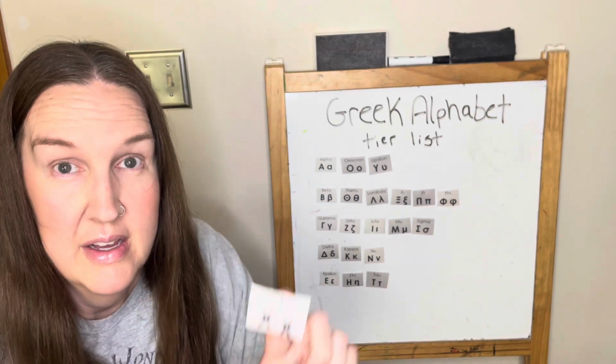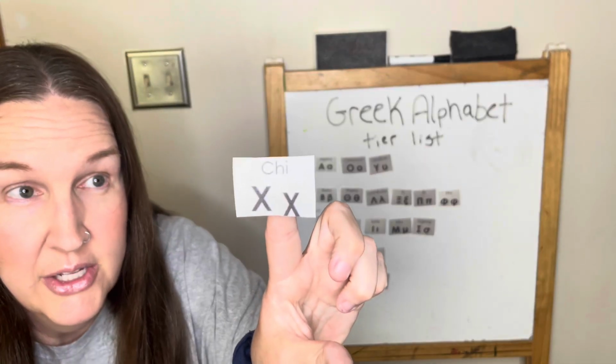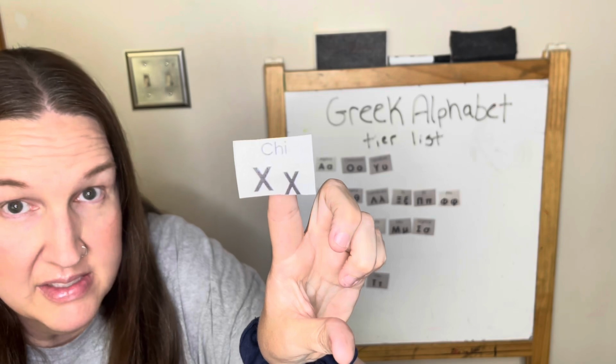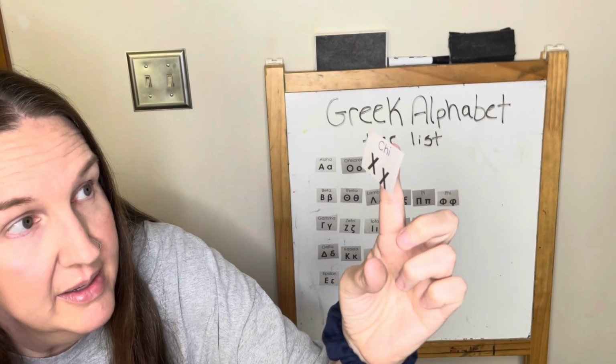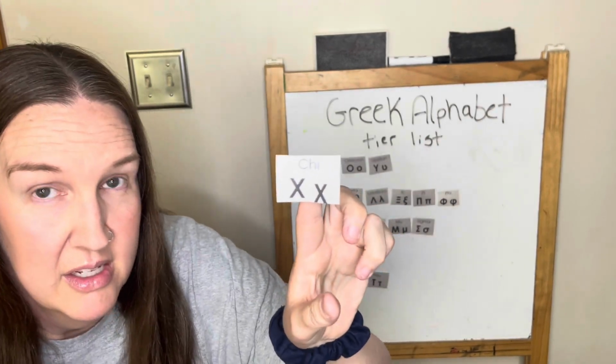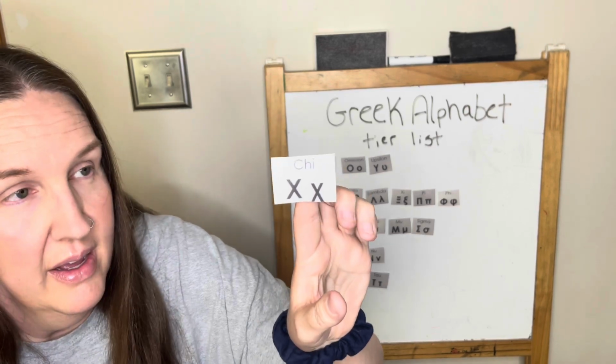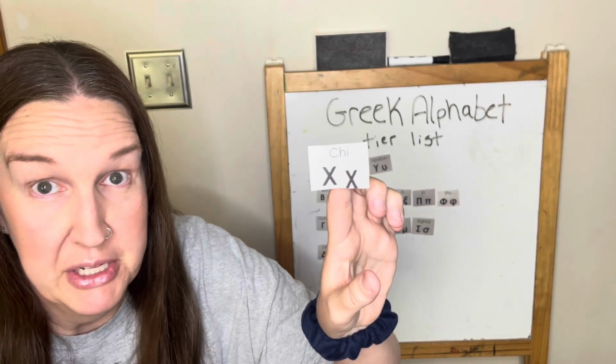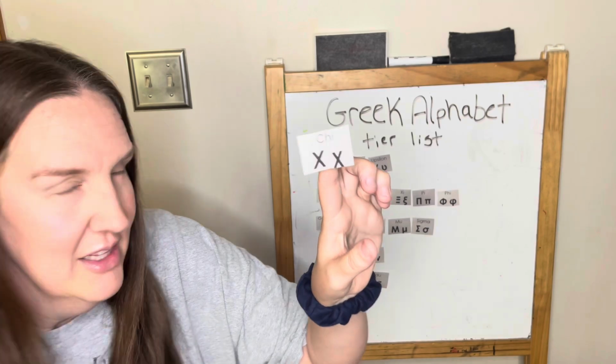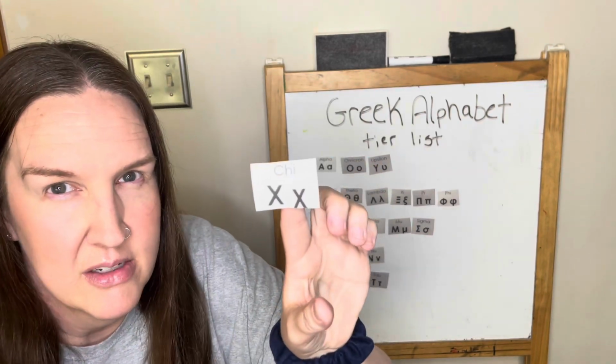Okay, we have Chi, which is just symbolized by X's. Chi is pretty basic. I'm not exactly sure where they got X from the sound Chi, but it's interesting anyways. So we're gonna put this, let's put this in the Delta column.